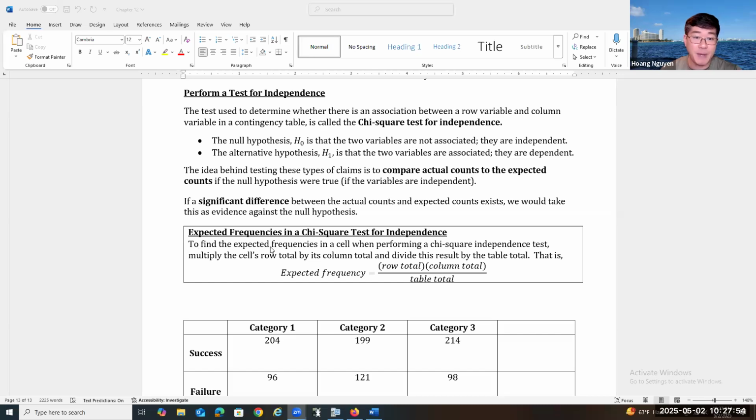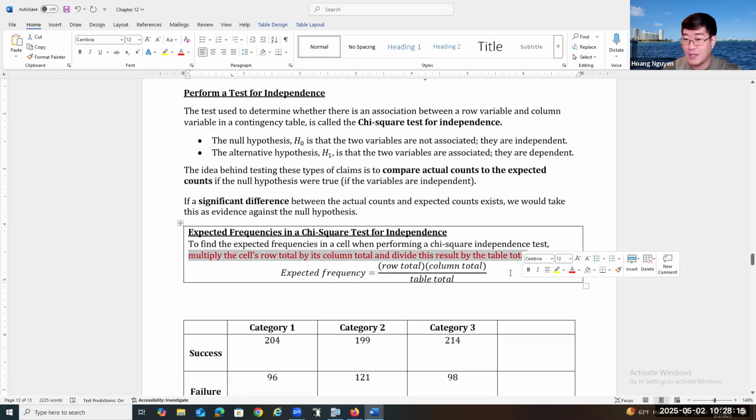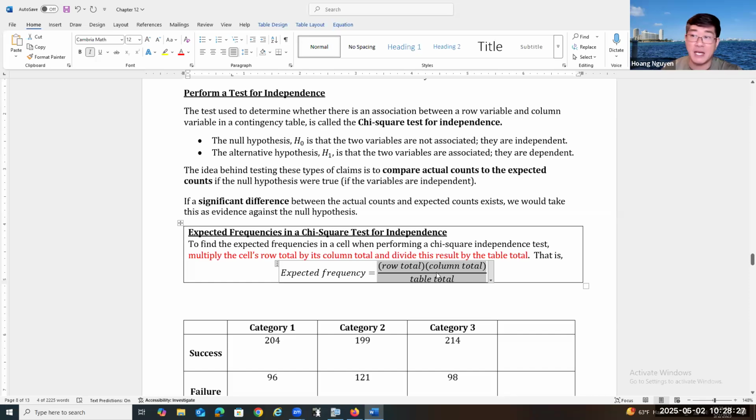In order to find the expected frequency in a cell when performing a chi-square test for independence, we multiply the cell's row total by the column total and then divide this result by the table total. So this is the formula: expected frequency is equal to the row total times the column total divided by the table total.